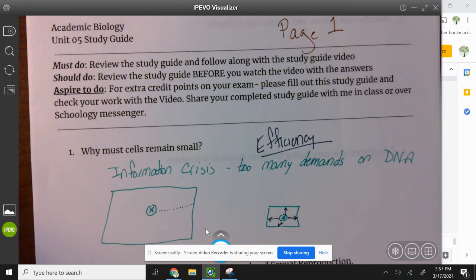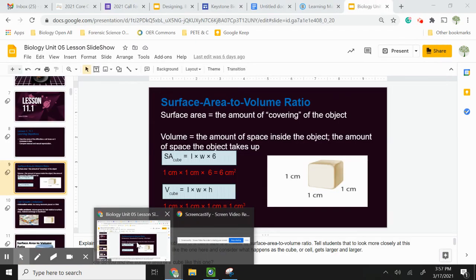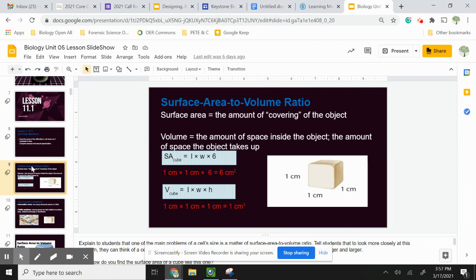So what you need to think about is if the DNA and the information is inside the nucleus, if it has to travel through all this volume to get to the cell membrane, to get to different parts of the cell, that's going to take a really long time. It's called an information crisis. If the cell is nice and tiny, it's nice and efficient, and it's able to do its jobs, that's better for everybody.